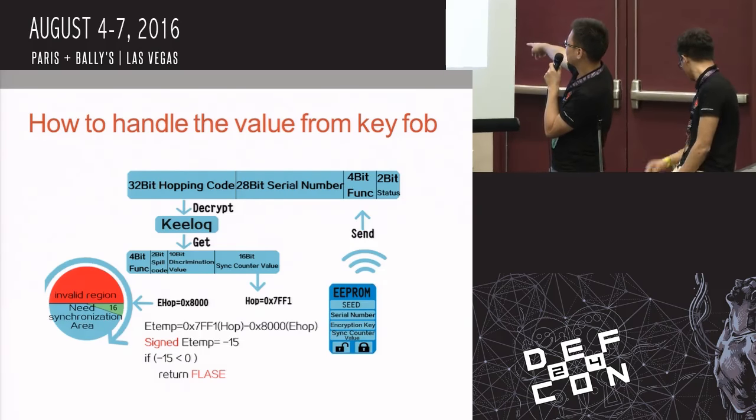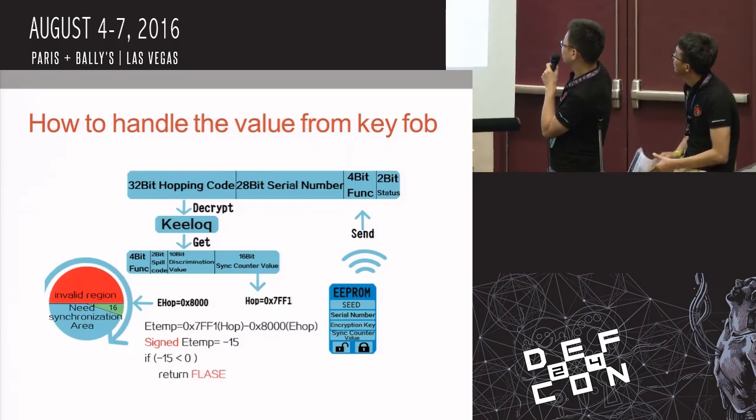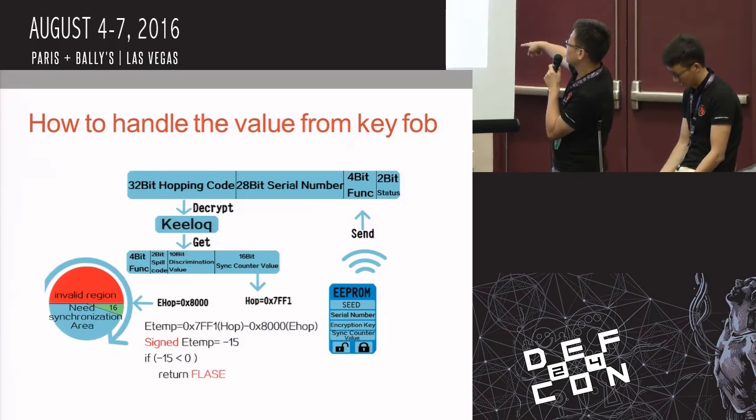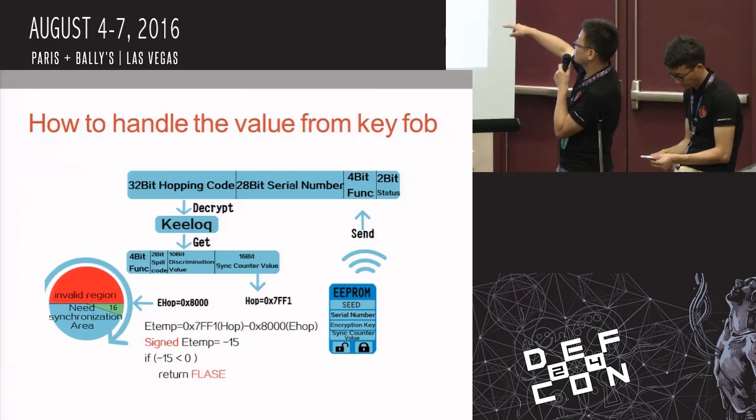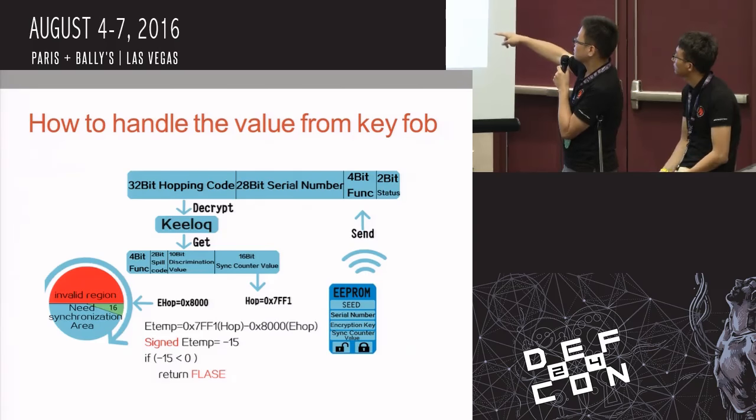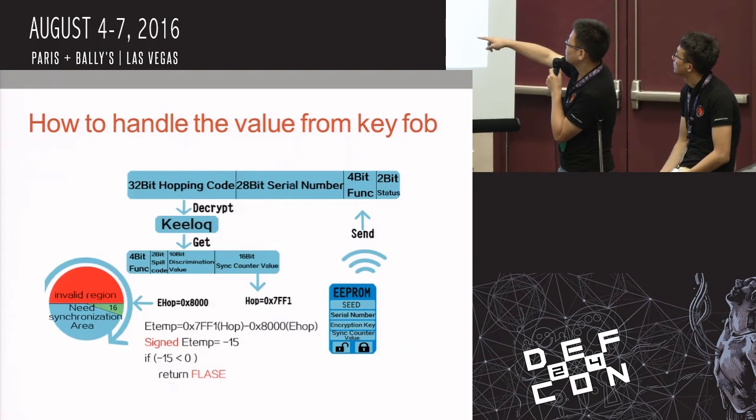This is the key fob on my right. Then it sends the data, and the data contains the 32-bit hopping code, the serial number, the function code and the status code. Then we use keeloq to decrypt it and we get the unencrypted data. So we have the 4-bit function code, 2-bit serial code, the discrimination value and the sync counter value.